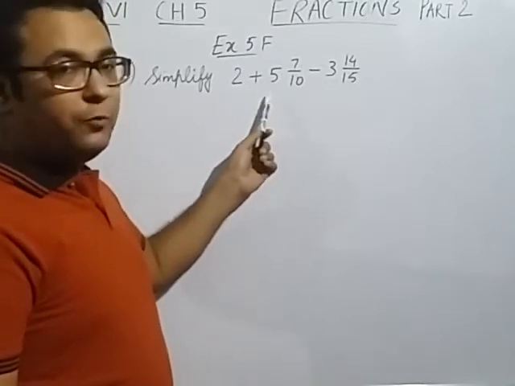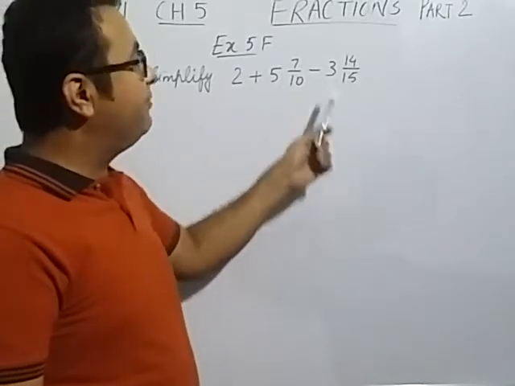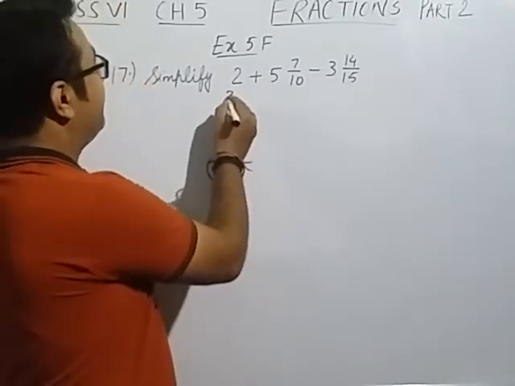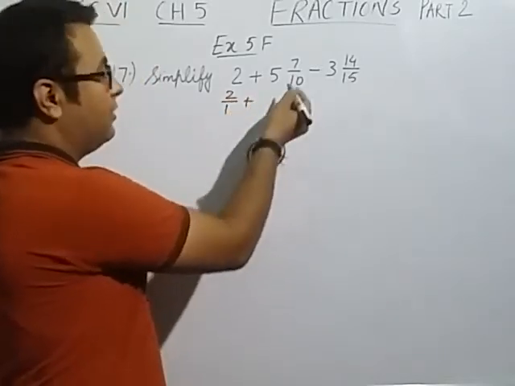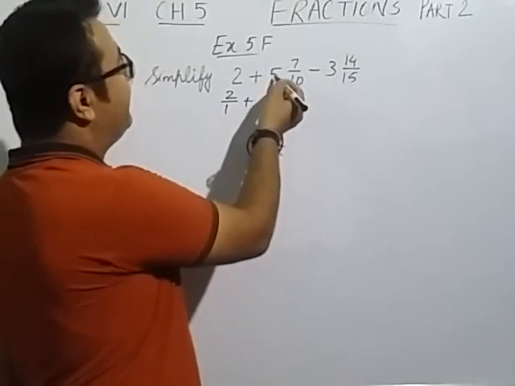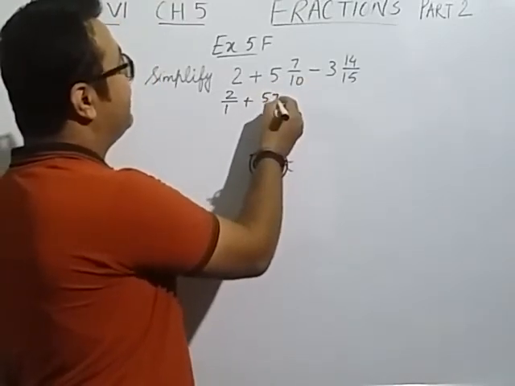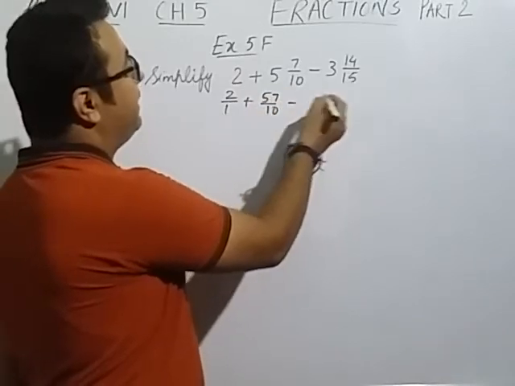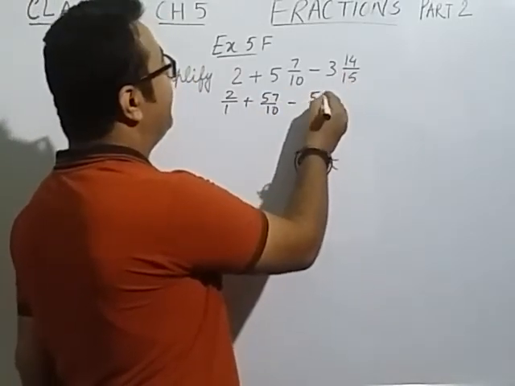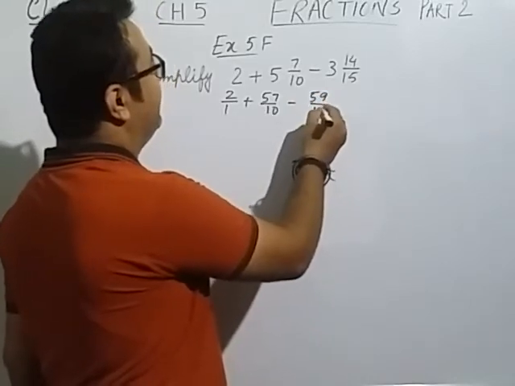Simplify 2 plus 5 whole 7/10 minus 3 whole 14/15. So this can be written as 2/1. Now let us convert these mixed fractions into improper fractions. 5 tens are 50 plus 7, 57/10 minus 15 threes are 45 plus 14, which is 59/15.